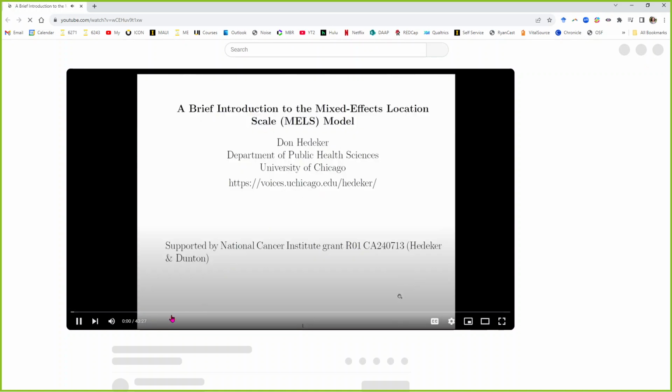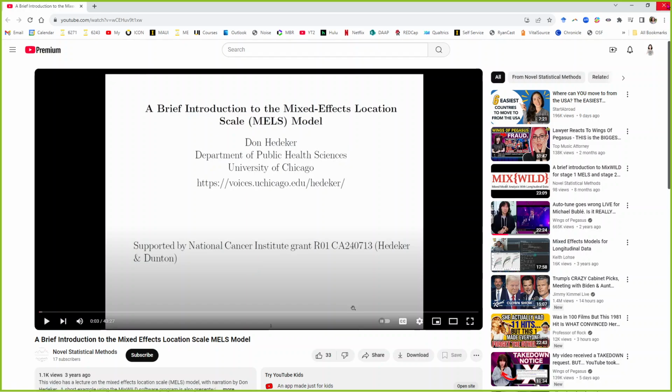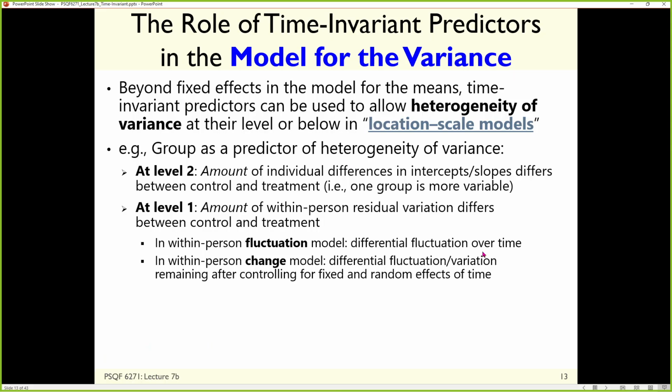Oh, it's a picture. It's a video. That's what it is. It's a YouTube video that Don made about these models. So, there. You don't have to listen to me. You can listen to him.